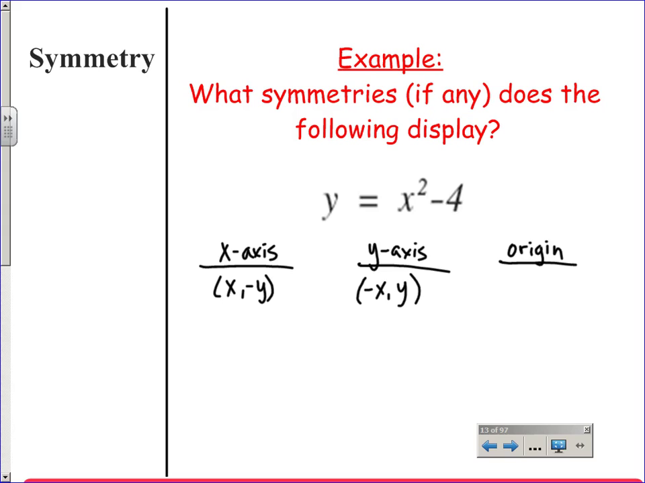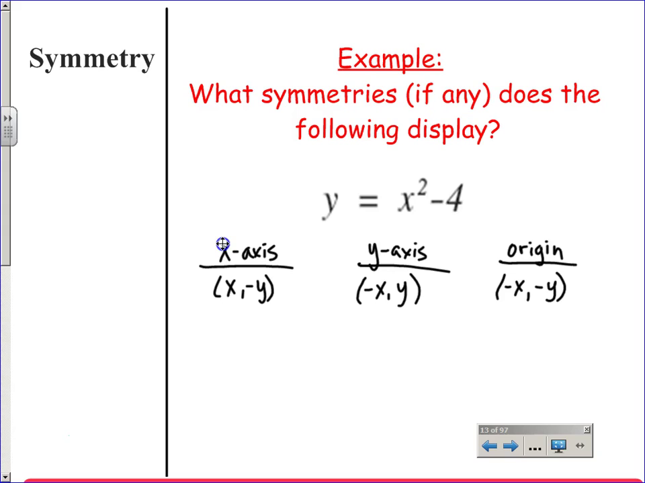Origin symmetry. This one's a little weird. Pretend the point's over there, so (x, y) in the first quadrant. Origin symmetry, where's it going to go? So how do I get opposite of (x, y)? Negative x, negative y. Okay, that's just how to remember if you're visual. Remember, negative x goes the opposite direction, left. Negative y goes the opposite direction, down.